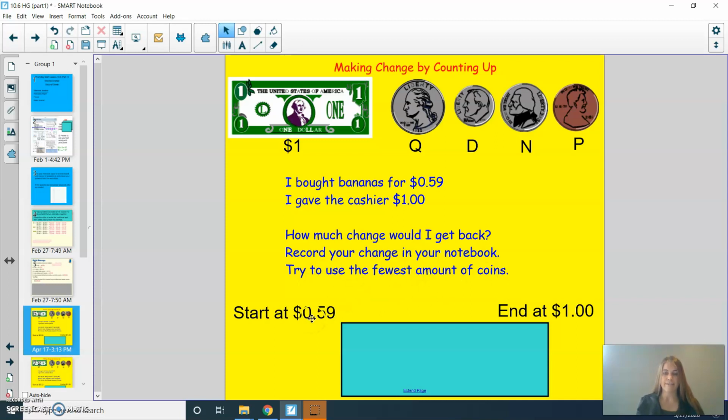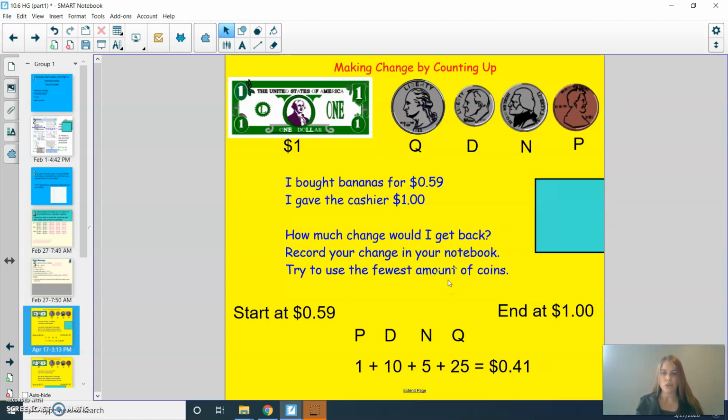So if I'm starting at 59 cents and I need to end at $1, I'm going to count up. And I show this in two different ways. You could show it by maybe just doing the coins if that's helpful, or if it's helpful to do the numbers too, that's great as well.